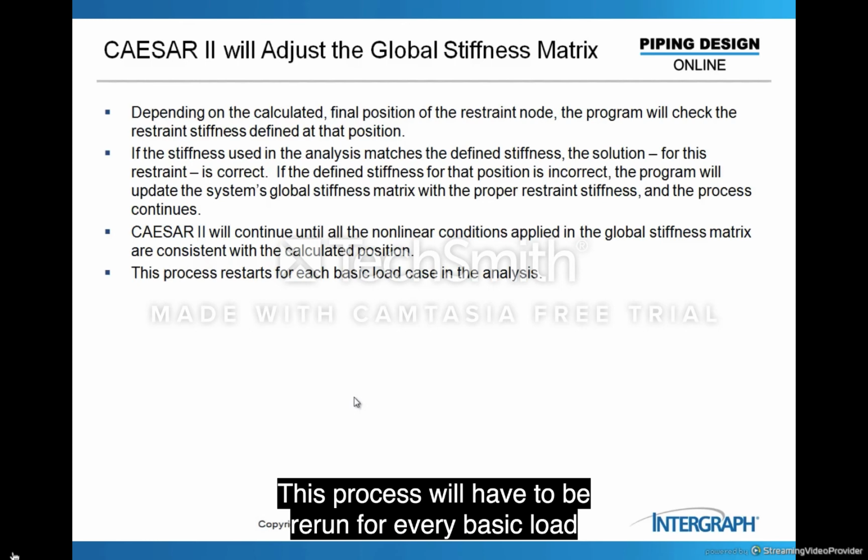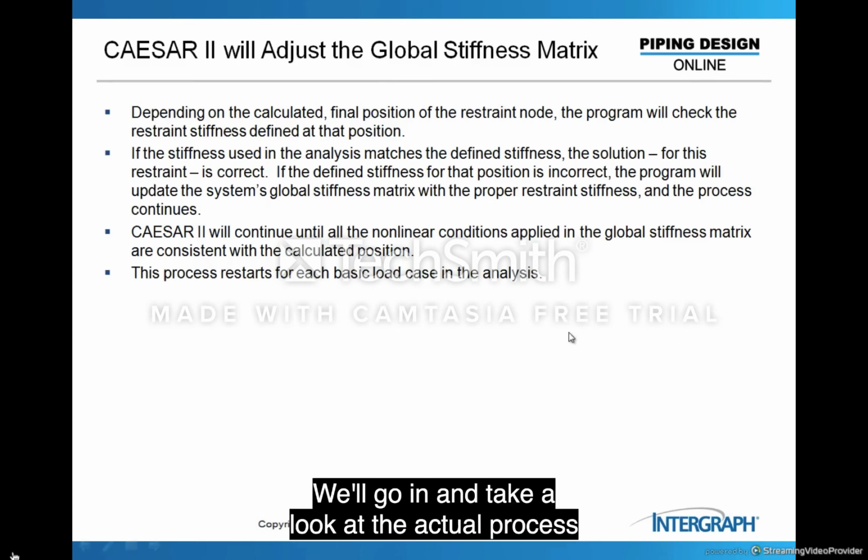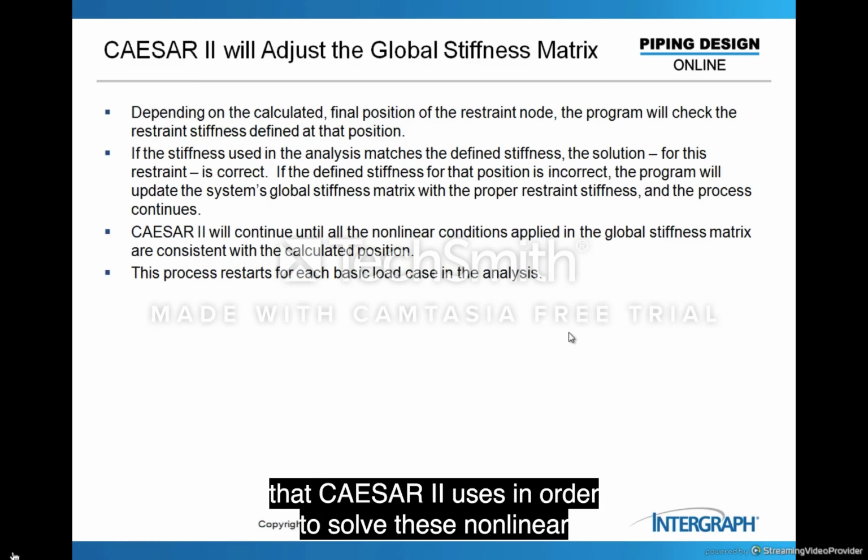This process will have to be rerun for every basic load case in the analysis. We'll go in and take a look at the actual process that Caesar 2 uses in order to solve these nonlinear conditions.